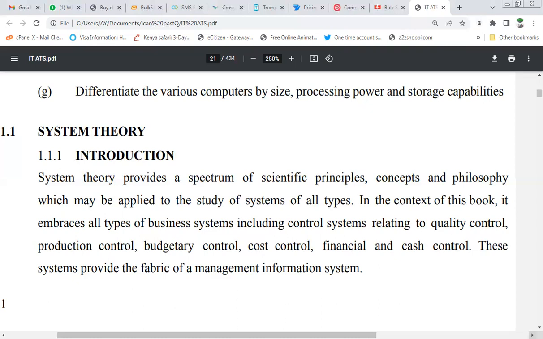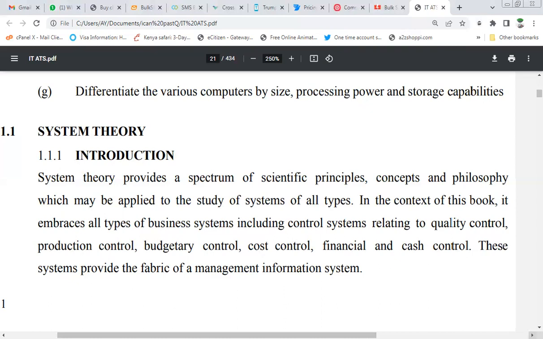So let us read this introductory chapter. The system theory introduction. The system theory provides a spectrum of scientific principles, concepts, and philosophy, which may be applied to the study of systems of all types. In the context of this book, it embraces all types of business systems, including control systems relating to quality control, production control, budgetary control, cost control, financial and cash control.